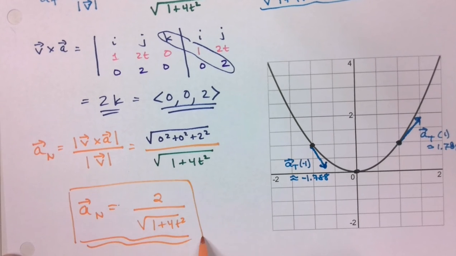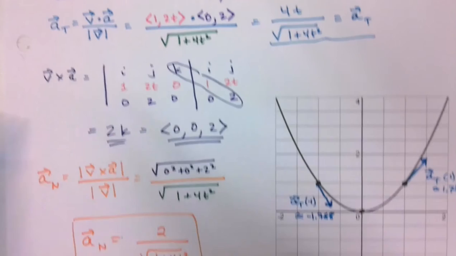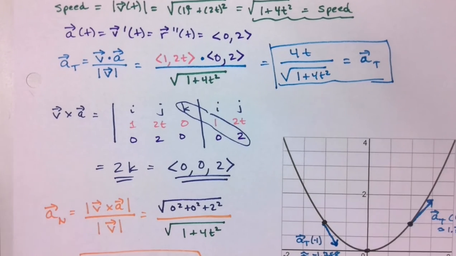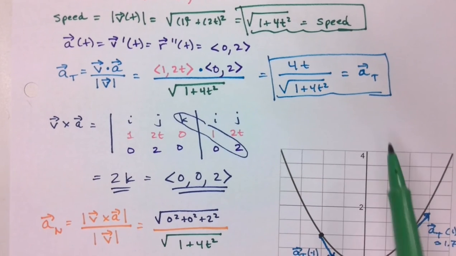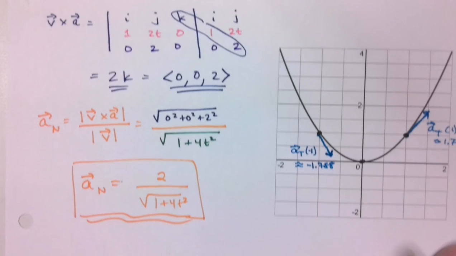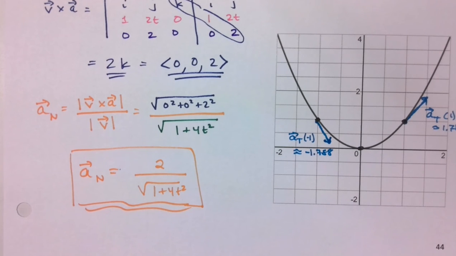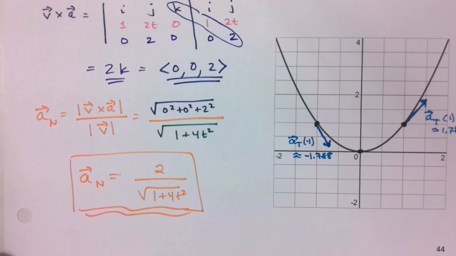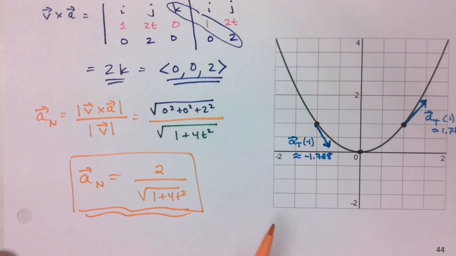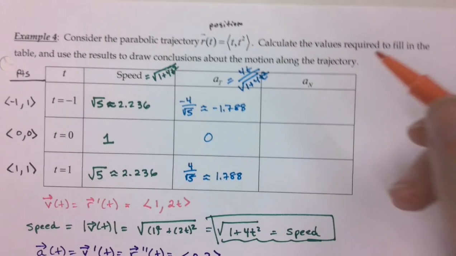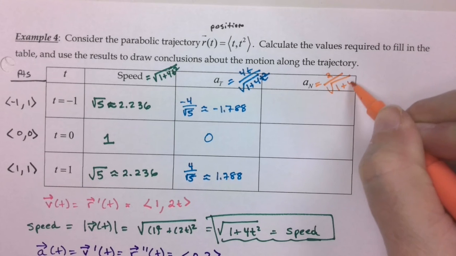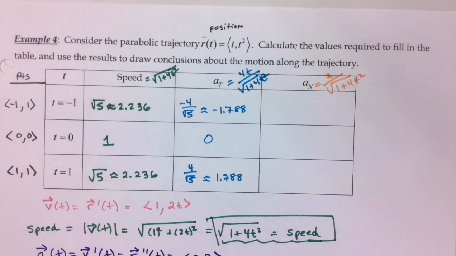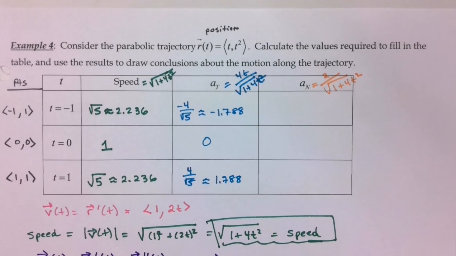I guess I can box this and this and this. Those are the 3 pieces they asked us to find: the speed, the accelerational component in the tangent direction, and the accelerational component in the normal direction. So now I need to fill in that part of the table, and then I'm going to use that to draw the graphs. So over here, I'm going to put in 2 over the square root of 1 plus 4t squared. Okay, so I'm going to make Maple do that as per usual.